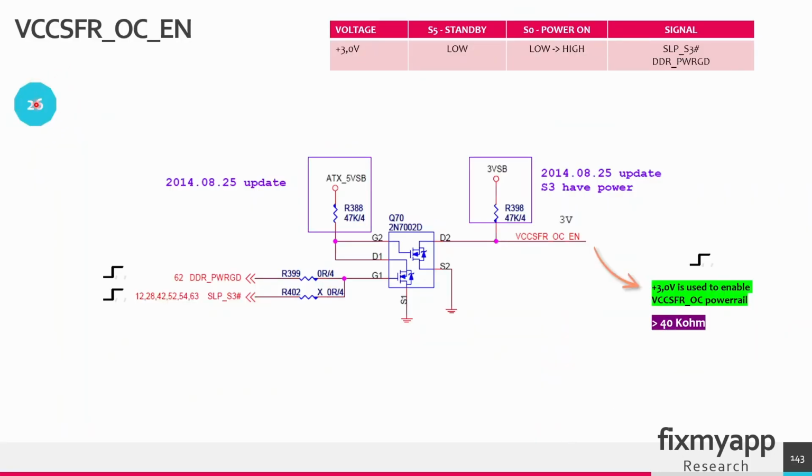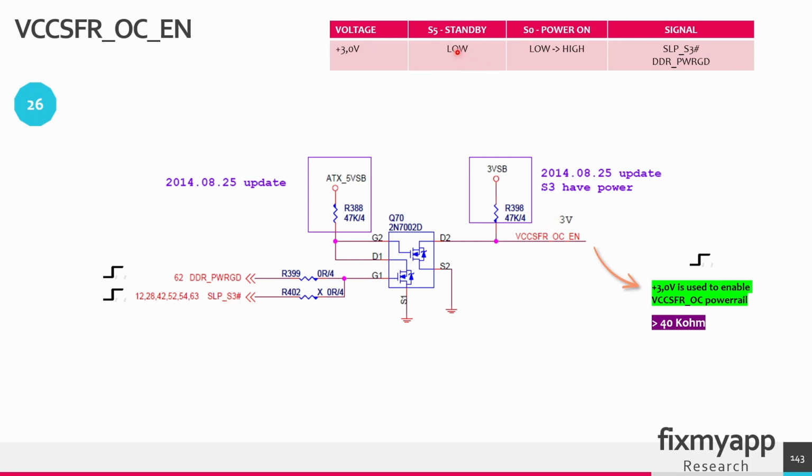In power sequence 26, the VCCSA enable signal is generated. This enable signal is used to create the voltage rail VCCSA. This enable signal depends on two signals, the sleep S3 state and the DDR power good signal. This power good signal comes from the previous sequence. When the DDR power good signal is high and the state of the sleep state S3 is not in a sleep state, so it's also high, then this enable signal will be present.